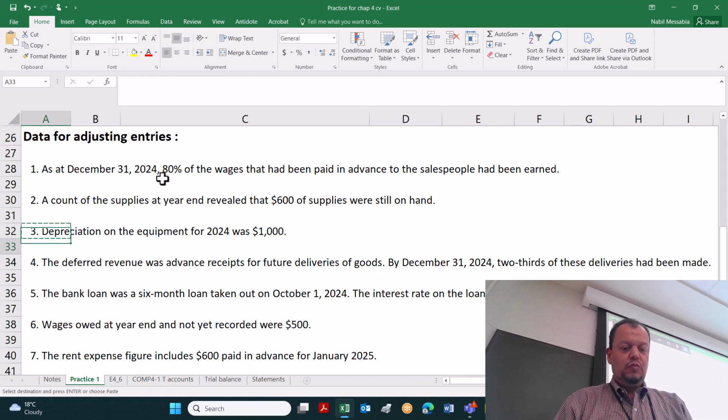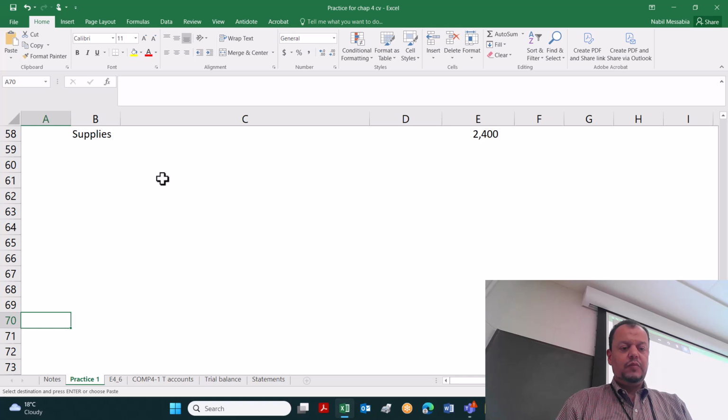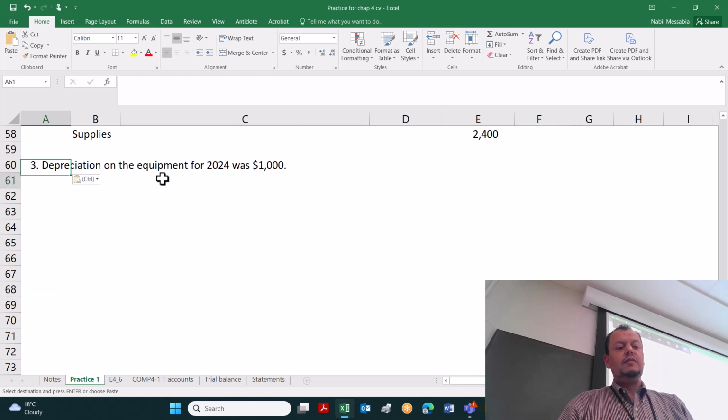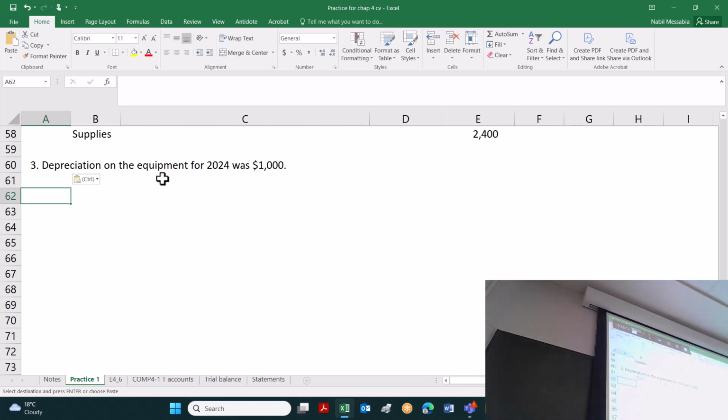Depreciation was $1,000. Depreciation of the equipment. And what does it mean? Anyone explain what depreciation means in this context? Gradually losing value. After one additional year of use of the equipment, the value of the equipment will decrease. After one additional month of use of your car, the value of your car decreases. After one additional year of living in your home, the value of your home will decrease, right? So that is the depreciation.